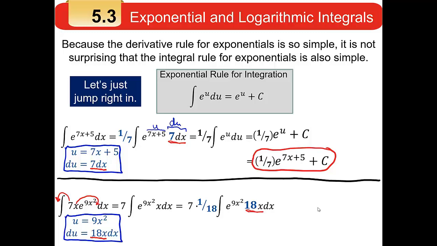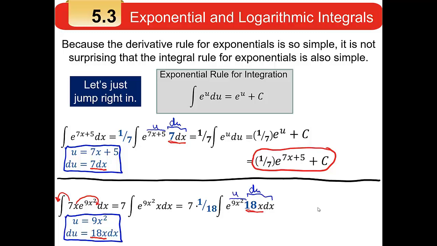Then you notice that it's missing an 18. That's okay because it's just a constant. I can put an 18 in as long as I multiply by 1/18 on the outside. Those are the sorts of skills that you need to practice over and over and over again until they become second nature.